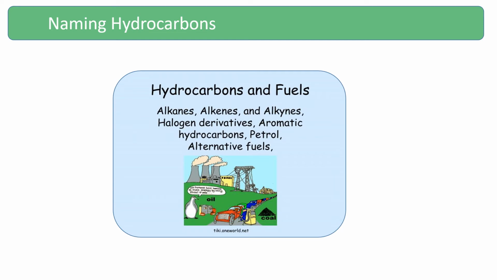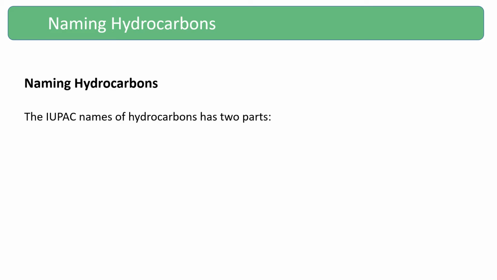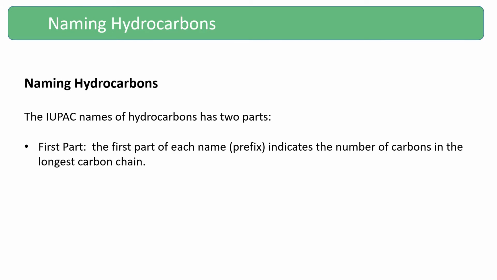Naming hydrocarbons. Alkanes, alkenes, and alkynes. The IUPAC names of hydrocarbons have two parts.